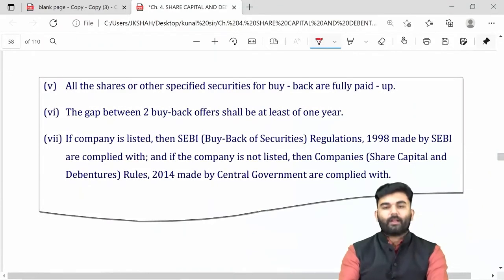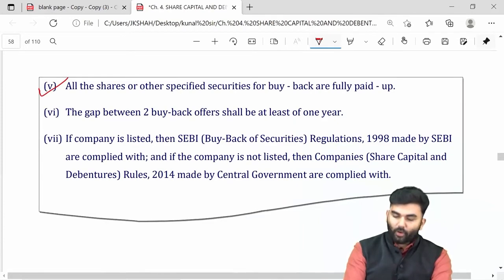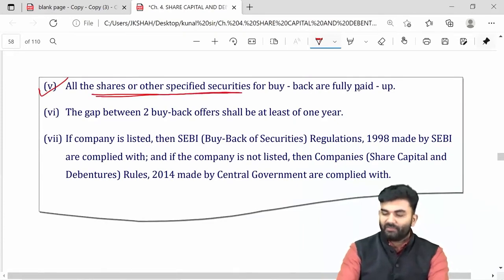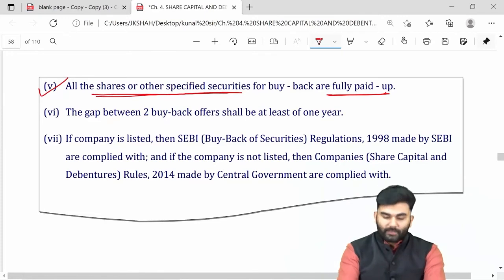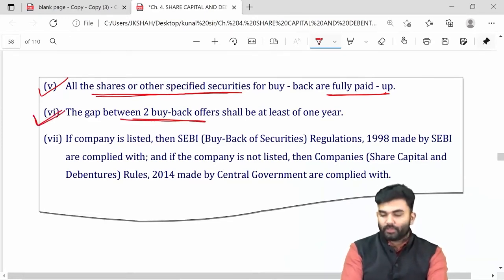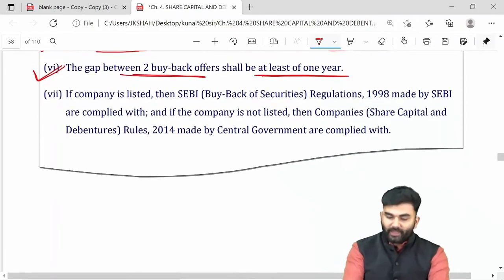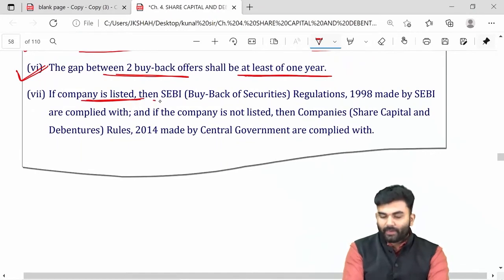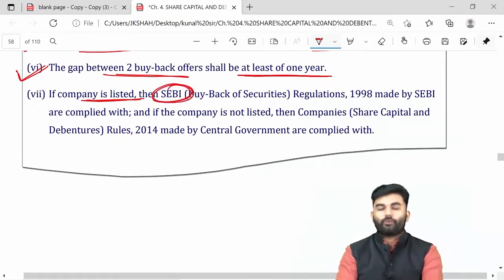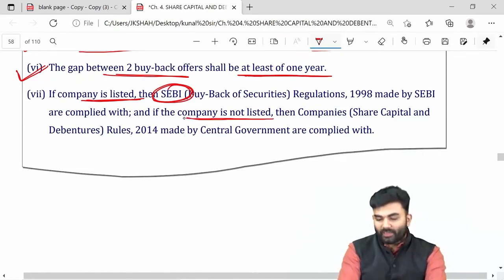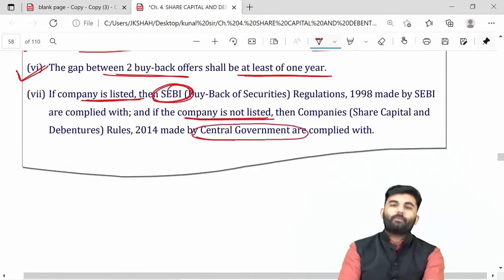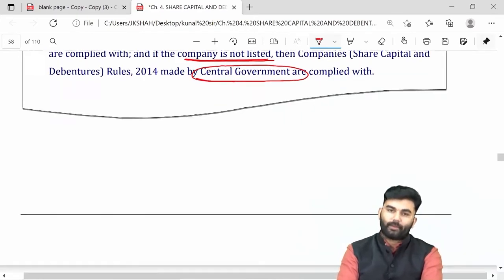Over here, whenever the company goes for a buyback, the company can buy back all those shares or securities which have been fully paid up. The gap between the two buyback offers shall be of at least 1 year. If the company is a listed company, then along with the Companies Act, they also need to follow the provisions given under SEBI. However, if the company is not a listed company, then along with the Companies Act, they need to follow the rules which are provided by the central government from time to time.